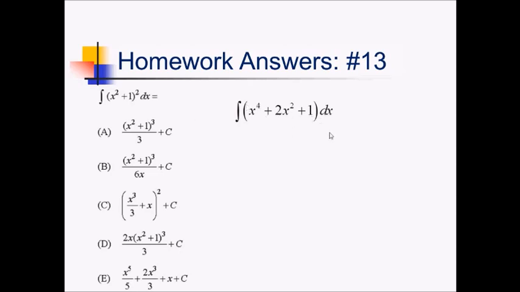Anywho, going through now and using my reverse power rule on each term, first exponent bumps up to a 5, so we have 1/5 x to the 5th. Next exponent bumps up to a 3, so that's going to be 2/3 x to the 3rd. And then this 1 becomes a plus x plus a c, because I always have the plus c. That's going to be equivalent to answer choice E. They just wrote the fractions a little differently.